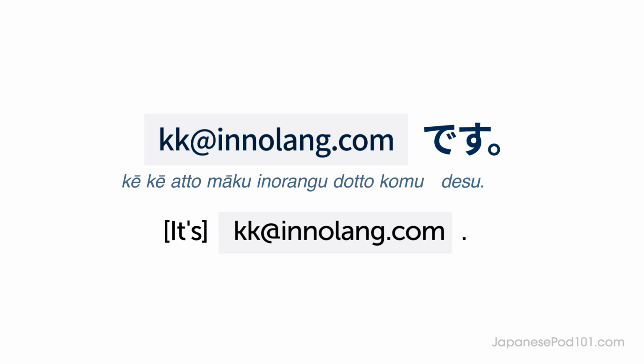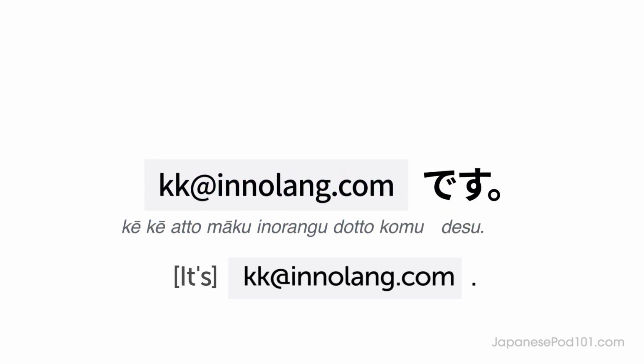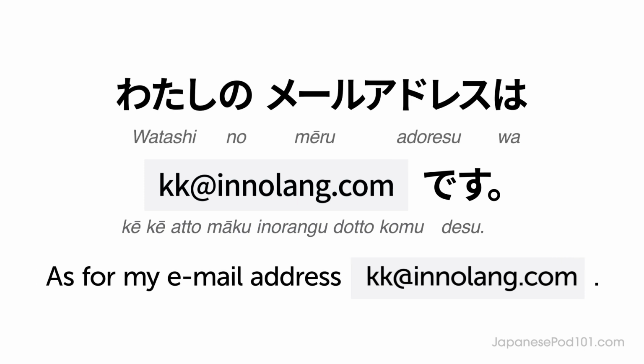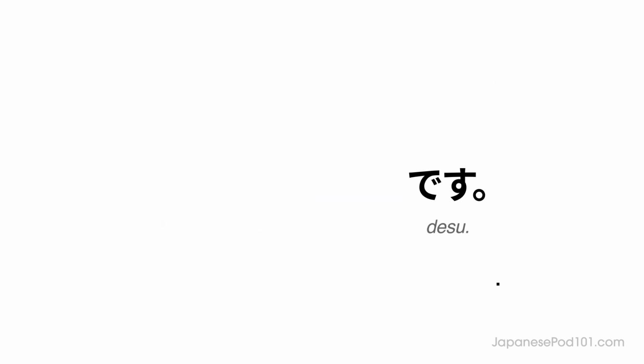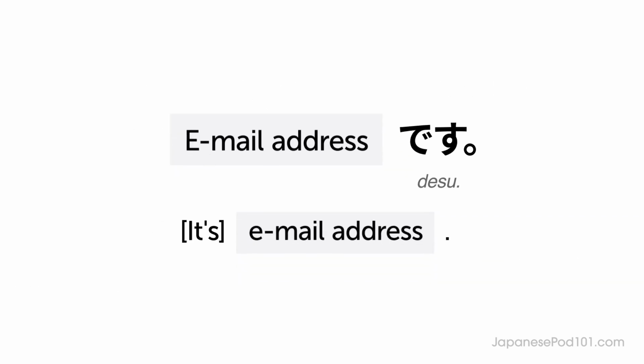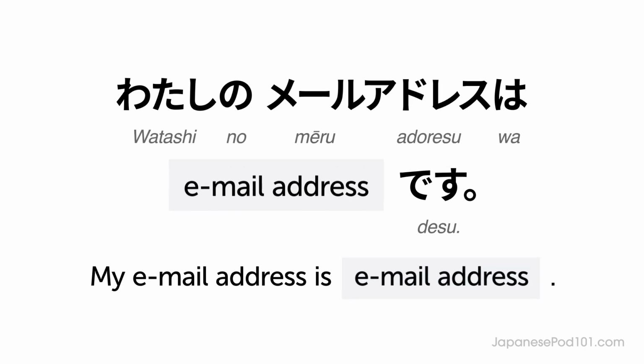kk@inolang.com です。 When responding to a request, you can omit the whole phrase, 私のメールアドレスは, meaning as for my email address, because it's clear from the context the speaker is giving their email address. This is the shortest answer to a request to give your email address. email address です。 It's email address. You should be aware of these shortcuts, but for this lesson, we'll use the full sentence pattern.